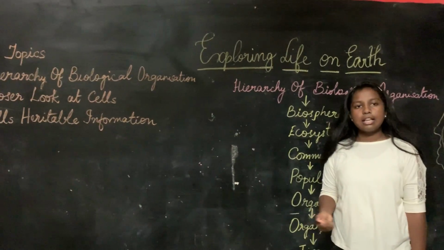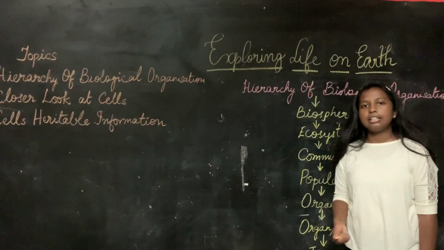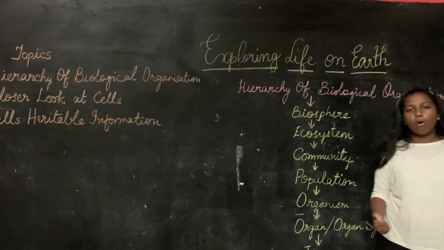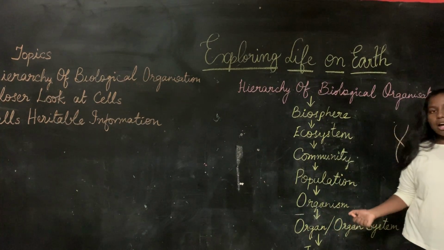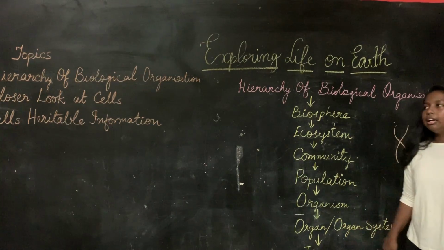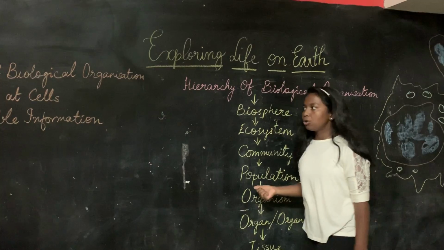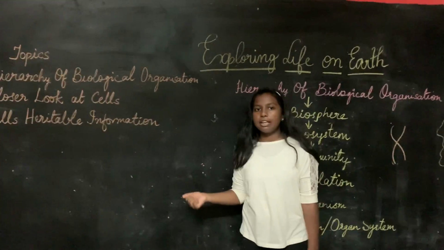As the cell is ready to split, the DNA divides and may form many other cells. This is how the information is inherited from the parents to the offspring. So that is about the cell's heritable information.